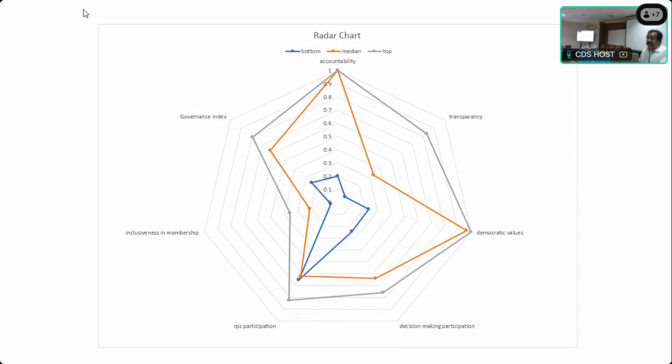But in general, for the median RPS, you have a lack of transparency, inclusiveness as an issue, and decision-making powers are also quite weak. In our data, we actually collect information on how many years a president has been sitting and ruling for the same RPS, and whether he has been part of any other association or any political or other organization and so on. So this reflects that particular aspect.